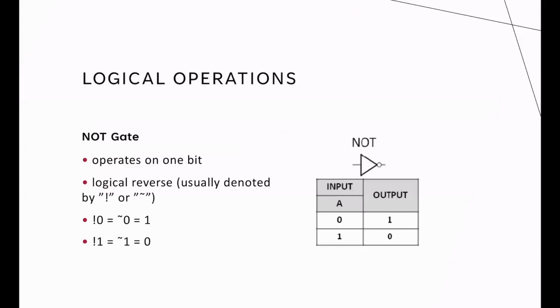Okay, so the simplest one is the NOT gate. The NOT gate has only one input and one output, so it operates on only one bit. What it does is very simple: it reverses the value from 0 to 1 and 1 to 0. It has the symbol of a triangle with a NOT at the end. If you have just a triangle, the output is the same as the input, right? So we use the circle as a symbol for NOT.